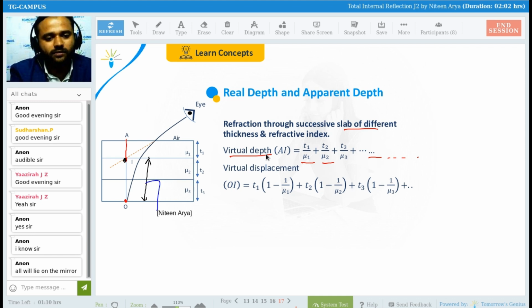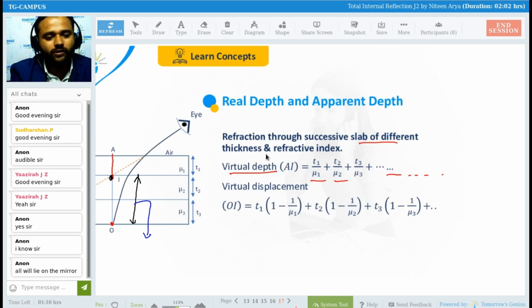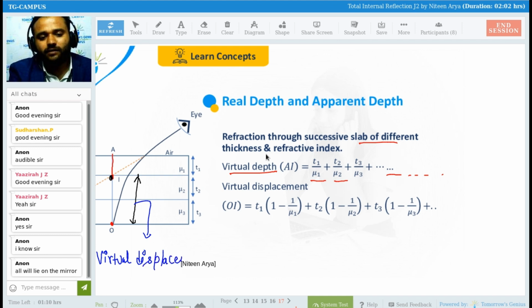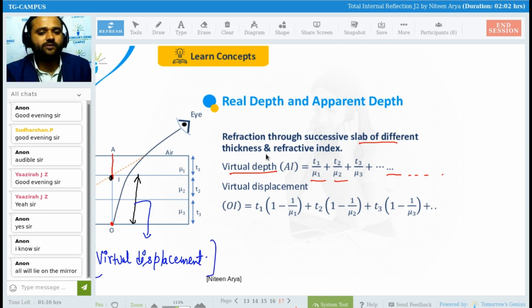This much is the shift. So you can see virtual shift. Sorry, virtual displacement, or the word itself describes it. It is not going to be displaced, but we see over there, I mean, we are going to see over here. So virtually it is going to displace. So that is why virtual displacement.